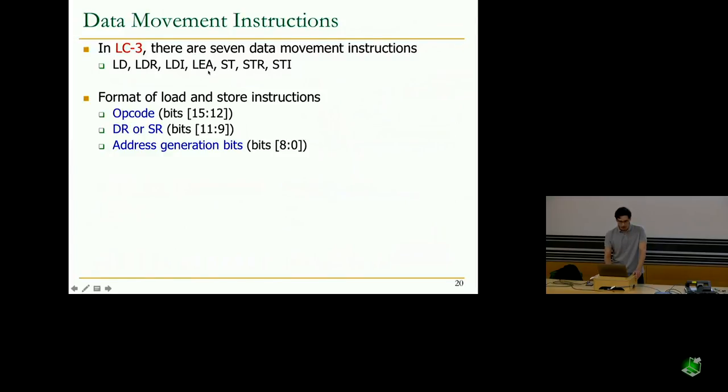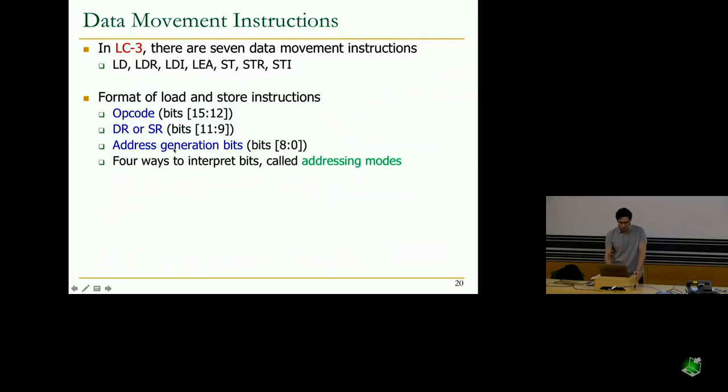Same as before, we have an opcode in each of the instructions. We have a destination or source register. Observe that here one of the operands is coming from memory and the other one is in a register. So we might want to move data from register to memory or from memory to register. That's why in these instructions we will have a destination register or source register.